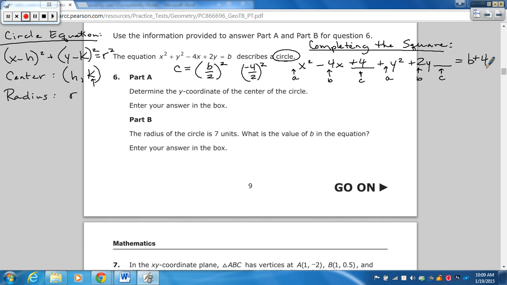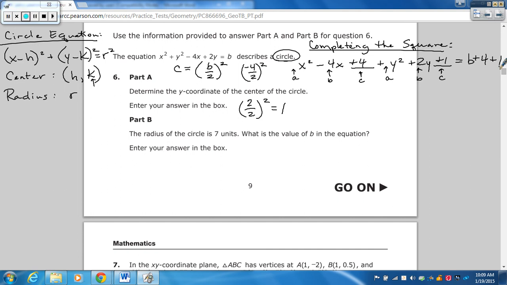If I take the b for the second trinomial that we're working with, this trinomial here, taking this b right here, if I take 2, divide it by 2, and then square it, that's 1 squared, which is just 1. So I'm going to add 1, and I'm going to add 1 to the other side.